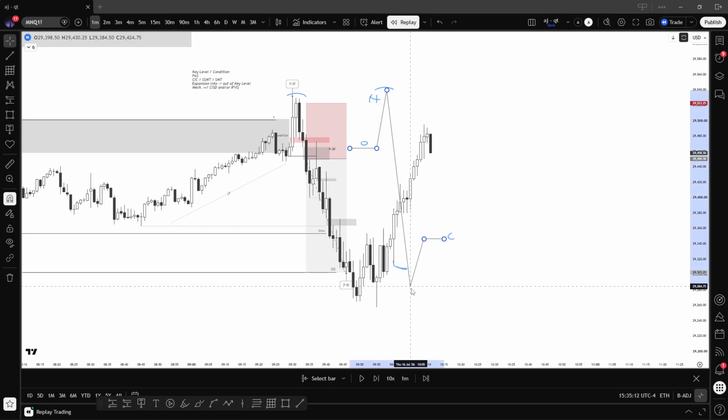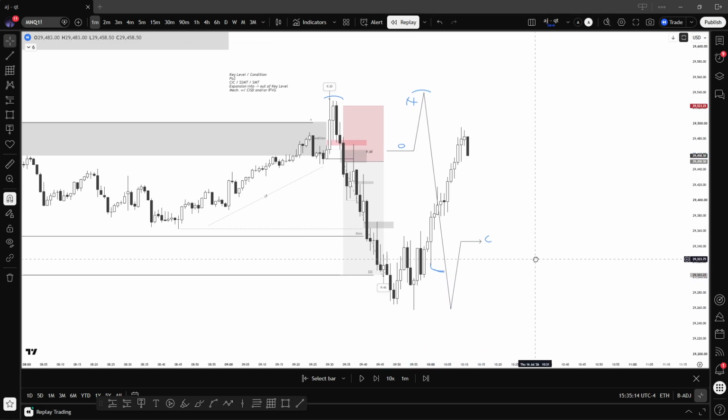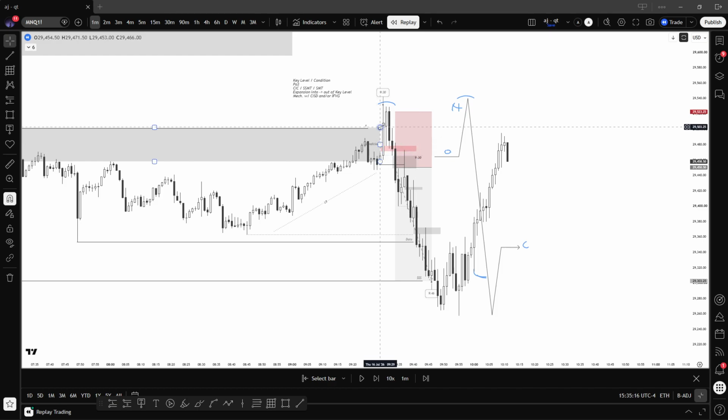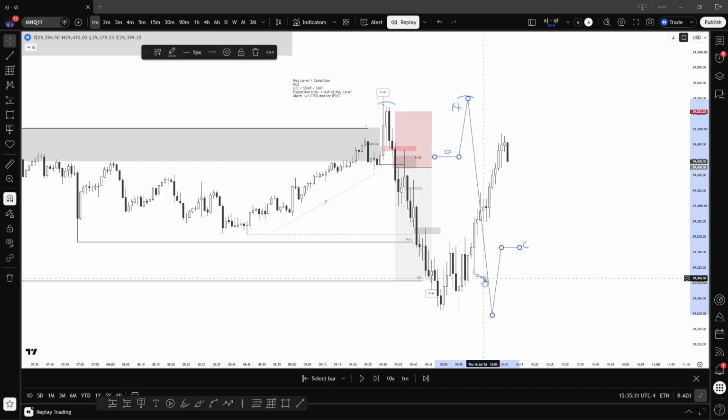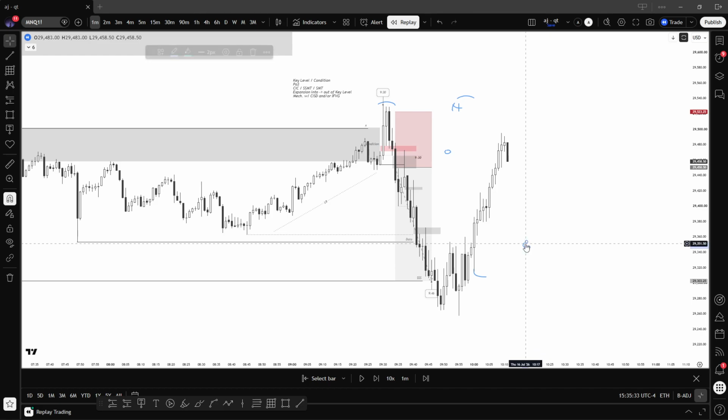So very textbook day with this Judas swing, right? The opposing run of liquidity in the opposite direction of our drawn liquidity or trend to gather liquidity or gather fuel pretty much to expand lower and distribute to our drawn liquidity. So very A+ day here. I'll just quickly go over the rest of the price action.